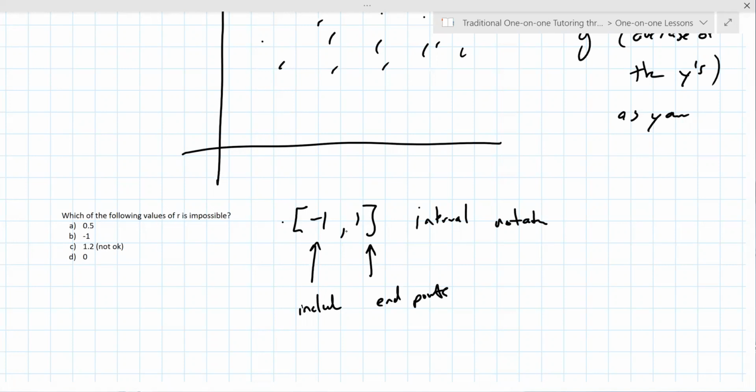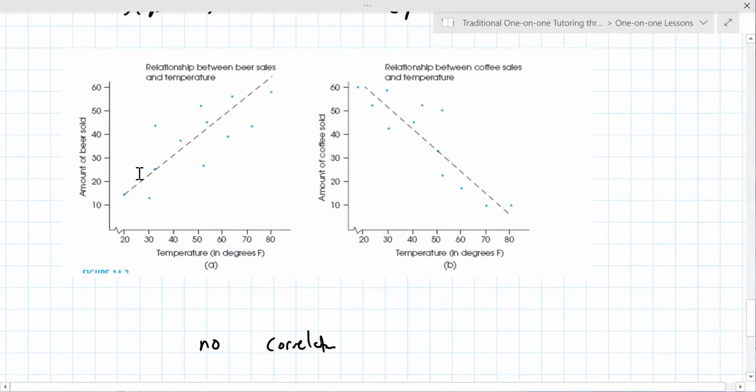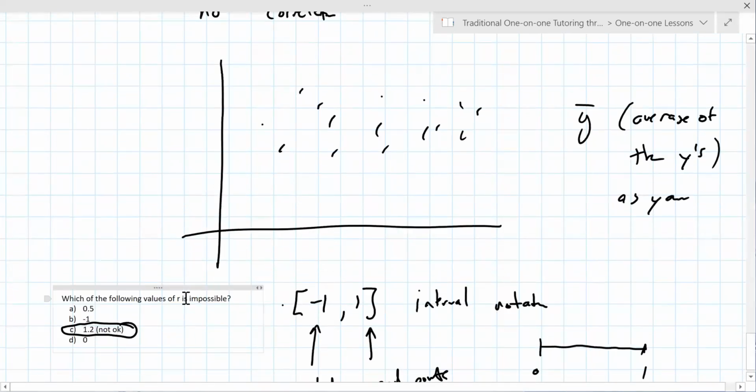So like on a number line, C would be the answer? Yes, because it's greater than 1. And all the other answers are possible. And not to be confused with slope. The slope can be anything. The slope of the regression line can be 5,000 up or negative 1 million down, but the R value is always between 0 and 1. Or I'm sorry, -1 and 1.